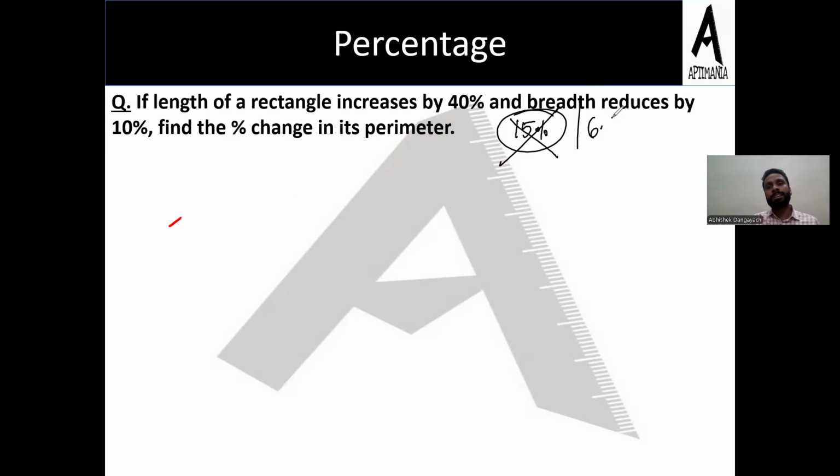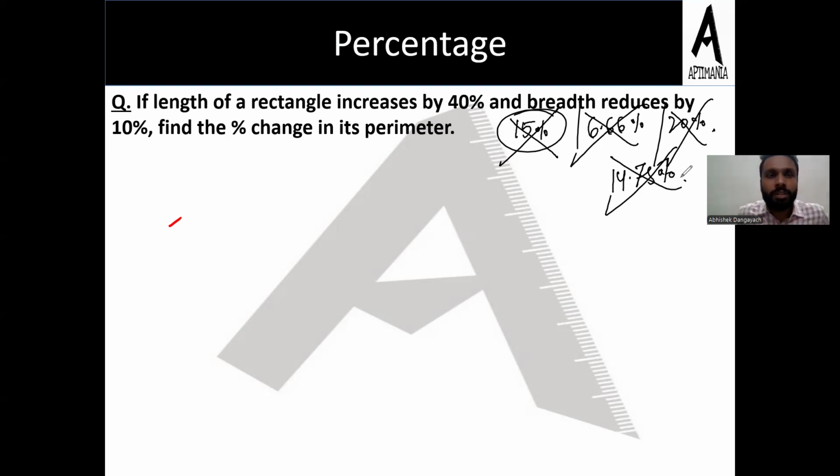हो सकता है किसी का 6.66% आ रहा हो. That's again a wrong answer. किसी का 20% आ रहा हो. That's again a wrong answer. किसी का 14.75% आ रहा हो. That's again a wrong answer. ये सारे वो मोस्ट प्रोबेबल आंसर्स है जनरली स्टूडेंट्स के आते हैं और ये सारे आंसर्स गलत है. नाउ वी नीड टू अंडरस्टैंड कि प्रॉब्लम क्या है.